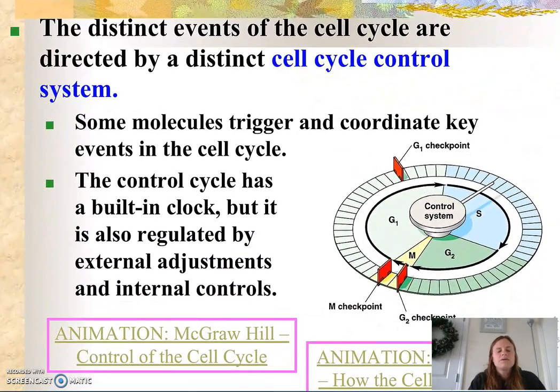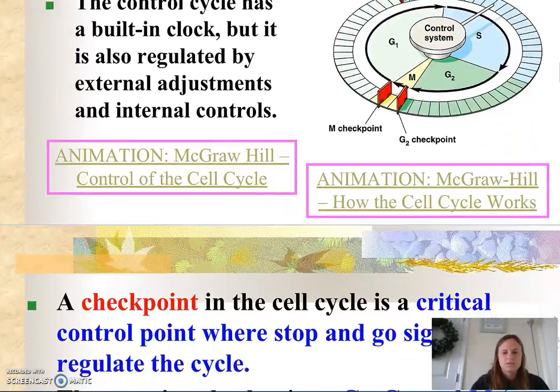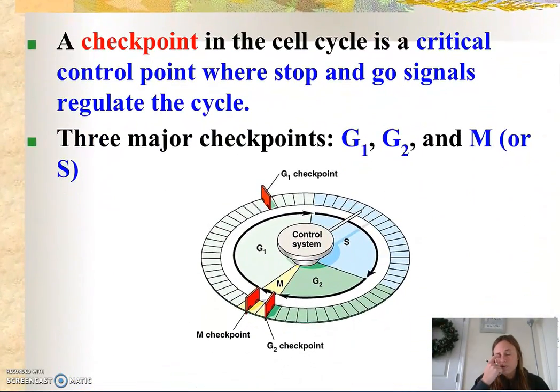So the cell cycle control system. How is the cell cycle controlled? We don't want our cells to continue indefinitely dividing, so we need some sort of control system. Embedded in the cell cycle are 3 checkpoints, where these checkpoints are critical points where a stop signal or a go signal helps regulate the cycle. The 3 major checkpoints are G1, G2, and M.